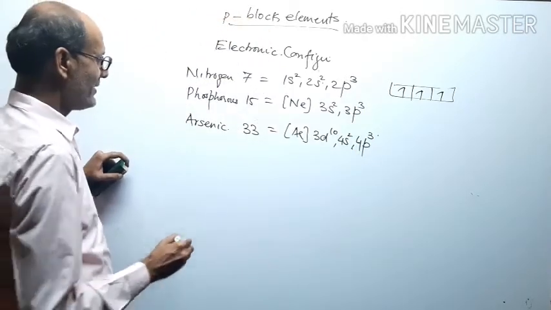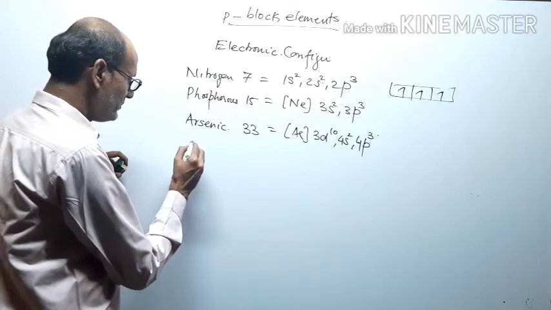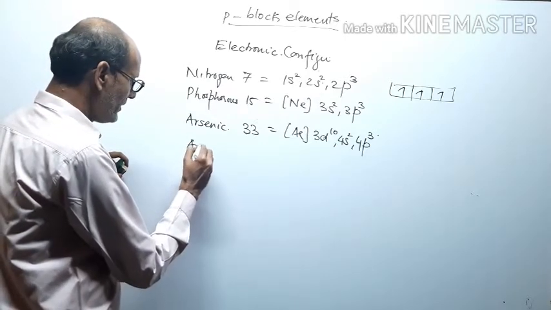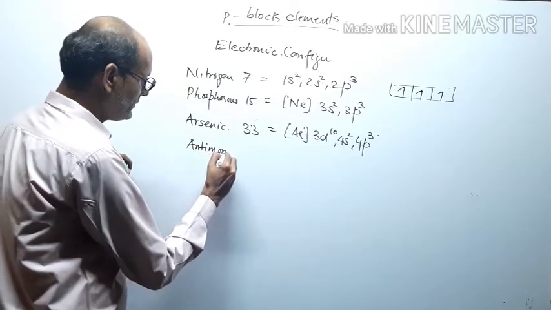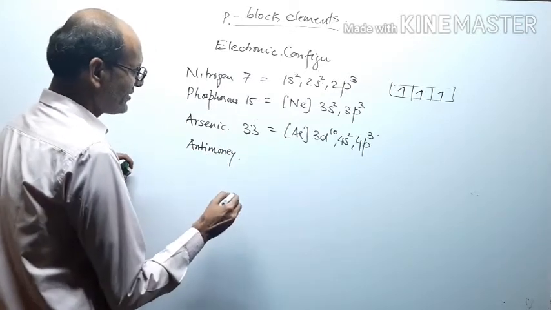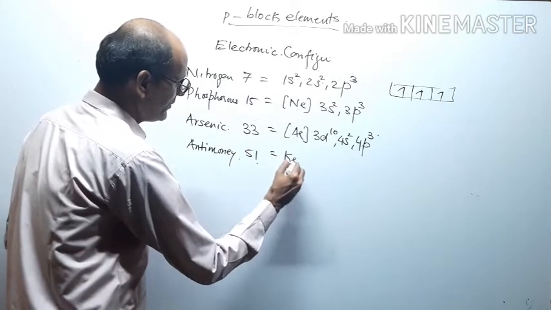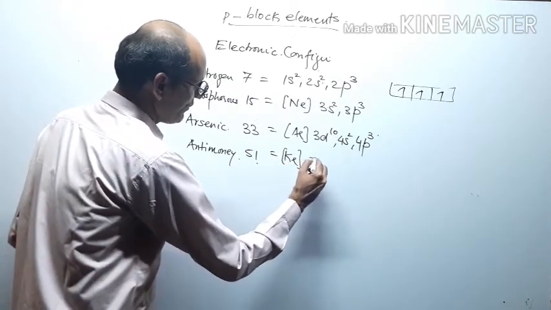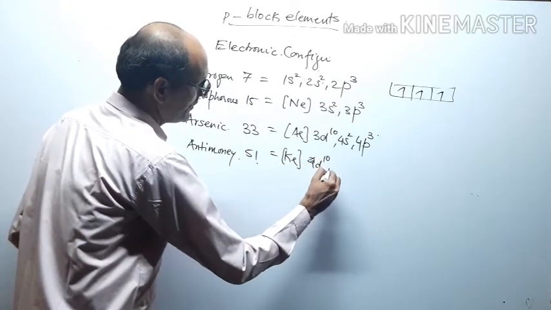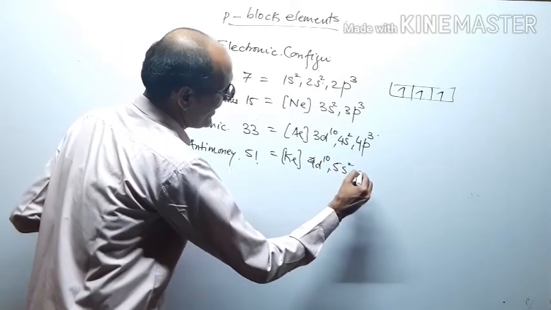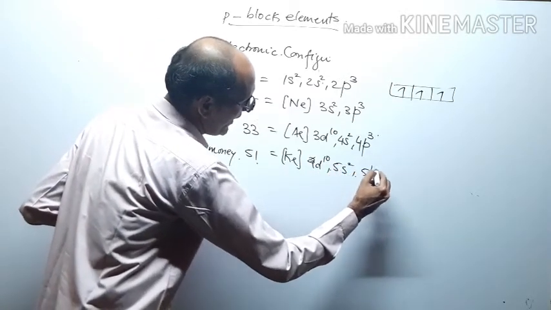Next one is antimony, Sb, and its atomic number is 51. So it will be Kr, 4d10, 5s2 and 5p3.